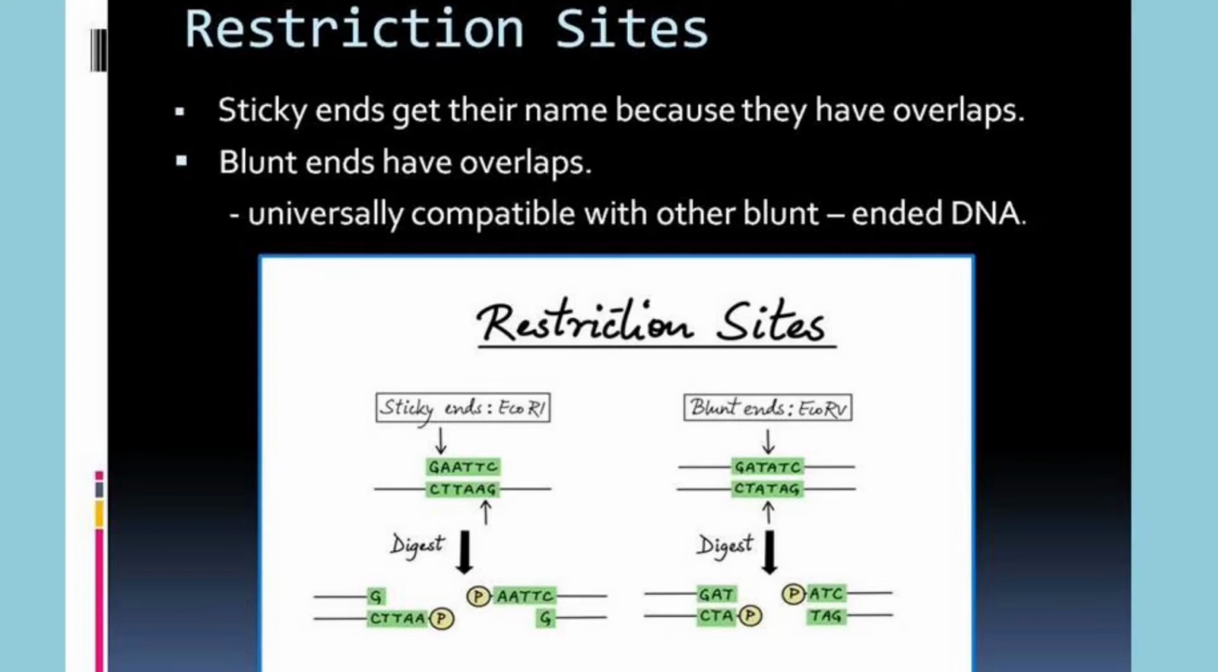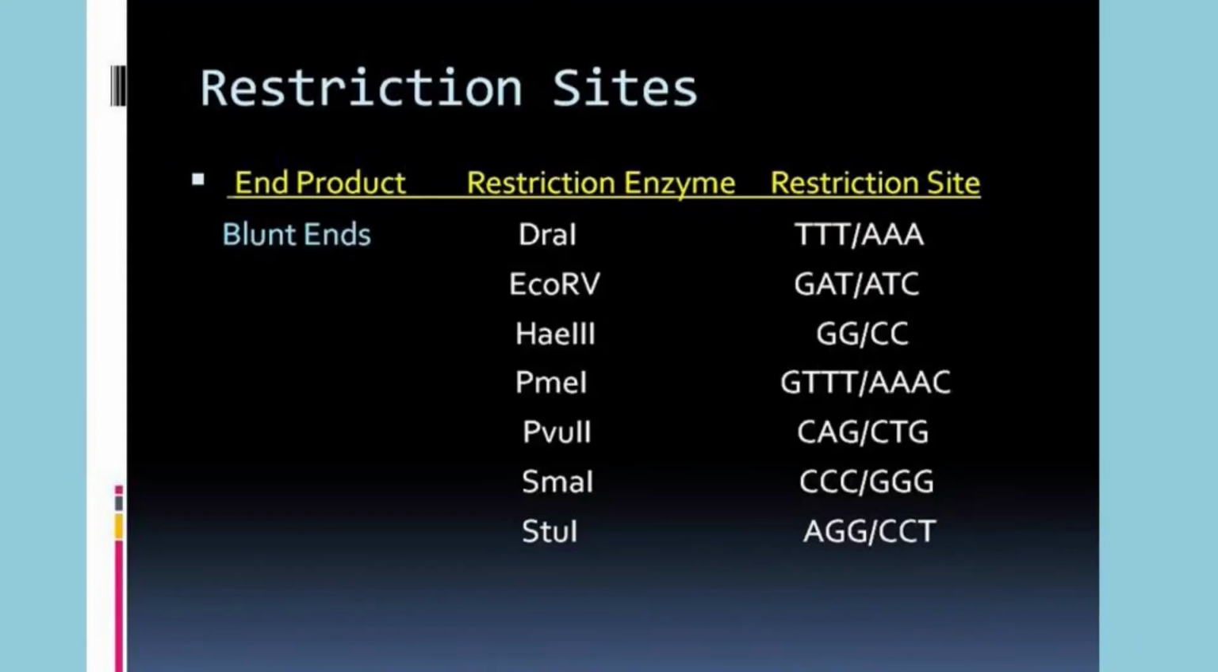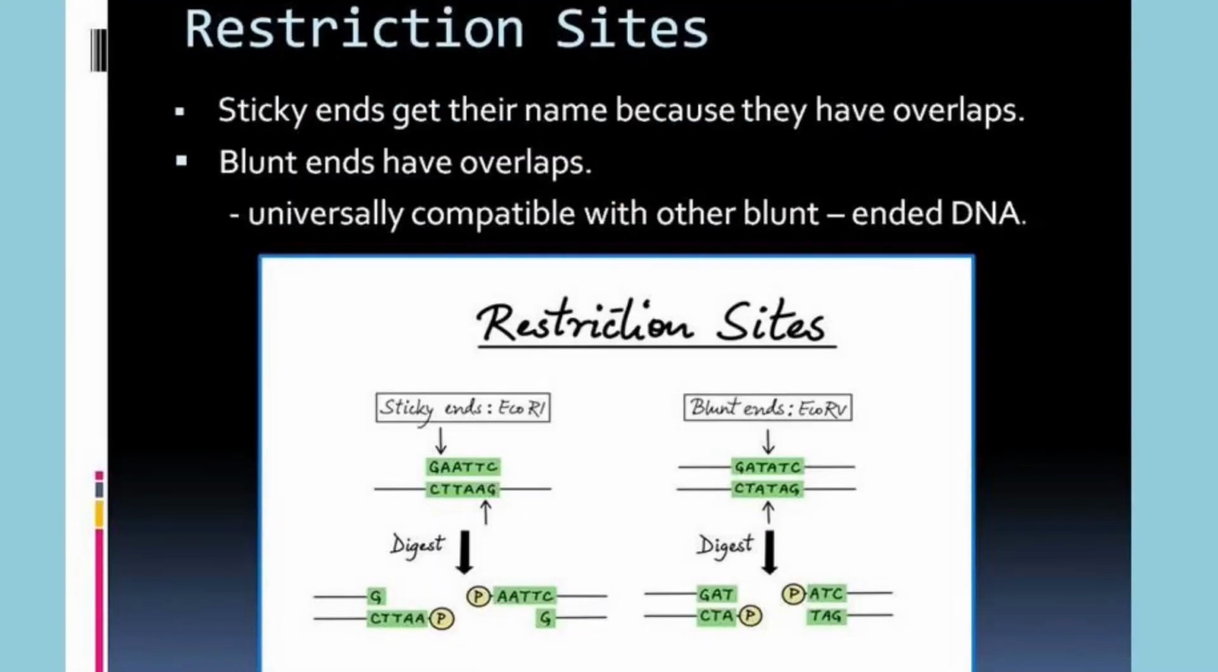If it is overhanging from the 5' end, it is called a 5' overhang, and if it is from the 3' end, it is called a 3' overhang. Blunt ends are universally compatible with other blunt-ended DNA, and they possess a 5' phosphate group to promote ligation. Blunt ends are parallel, that is, both strands are cut at the same position, both upside and downside.